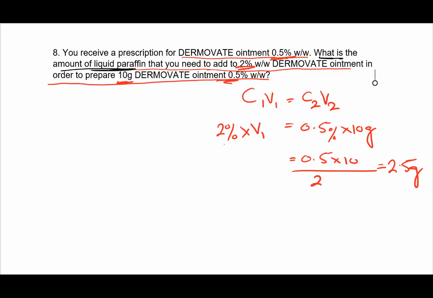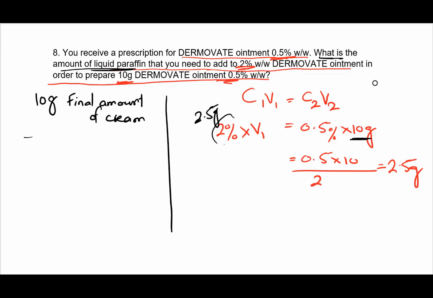So that means I need to take 2.5 grams of this 2% cream, and I will dilute it, and it will become 0.5% of 10 grams of the full cream. So if you see, the final amount of the cream is 10 grams, right? That's the final amount of the cream. But I'm going to take 2.5 grams of 2% cream to start with.